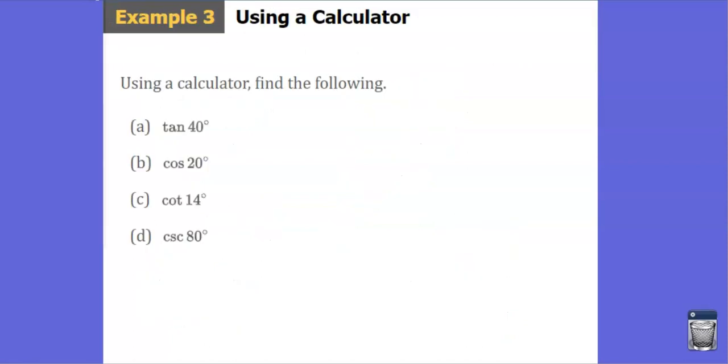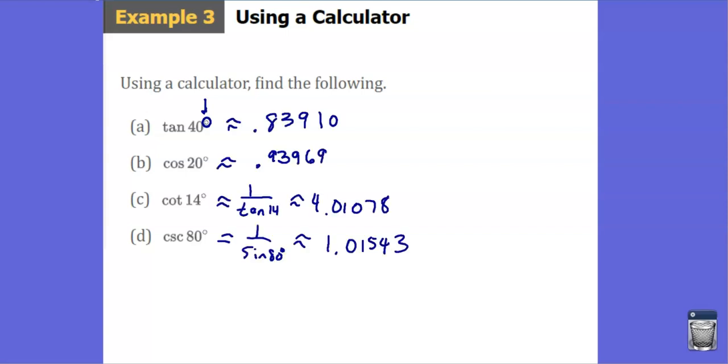Using a calculator, so again, you might want to grab your calculator and solve these. Now these, I do want to mention these are in degrees, so make sure you're in degree mode, not radian mode. So check your values, grab your calculator, check your values, and again, make sure you're in degree mode.